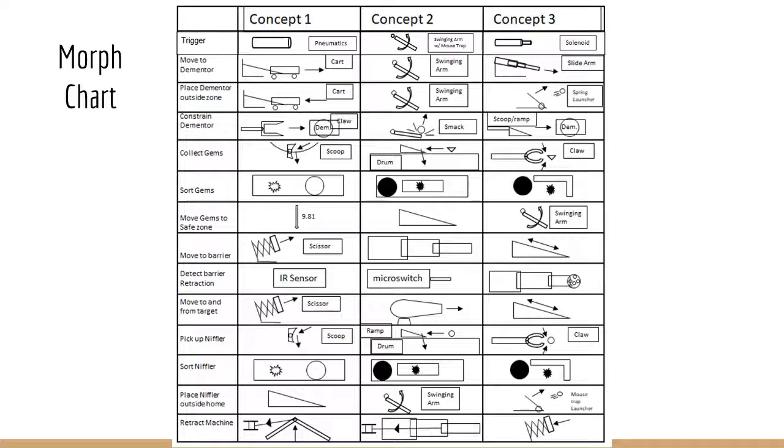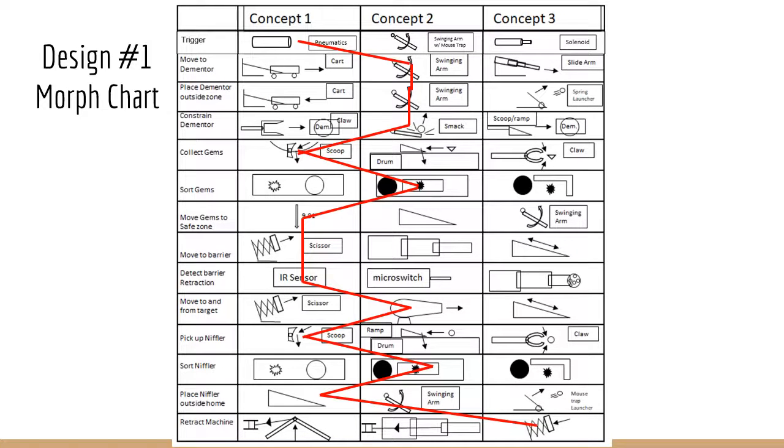Next, we created the morph chart, which is a design tool that helps generate different design concepts for each of the 14 subfunctions in the function tree. This is the morph chart path for our first design concept. It uses a swinging arm powered by a pneumatic piston to smack the Dementor out of the home zone. Then it uses a scoop with a sorting track and gravity to ingress the gems and nifflers, sort them, and then drop them into the respective zones.